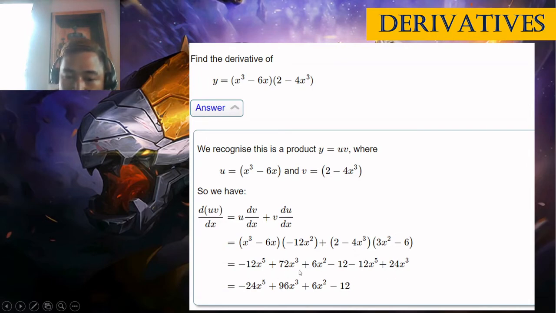So now combine the terms. Okay, x to the 5th and x to the 5th: negative 12 and negative 12, so negative 24x to the 5th. Now 72x cubed and 24x cubed, adding these gives 96x cubed. The x squared term is alone, so plus 6x squared and then minus 12. So this is the final answer.